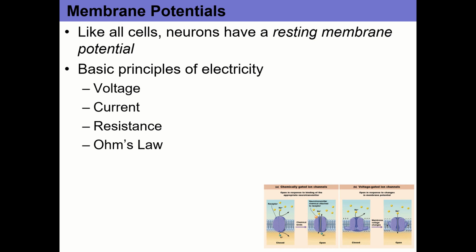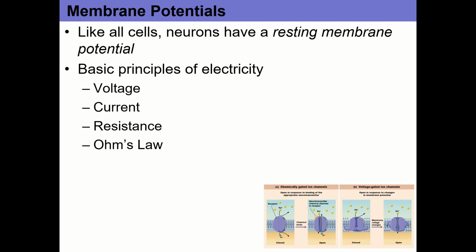Ohm's law says that current, which is again the movement of the electrons, the electrical flow, is equal to the voltage, the charge difference, over the resistance. So Ohm's law says that current is equal to voltage over resistance.